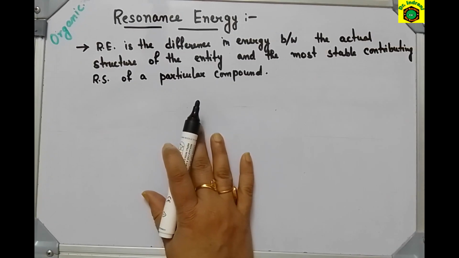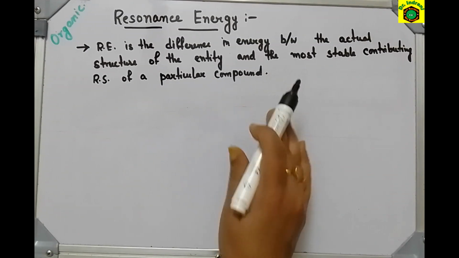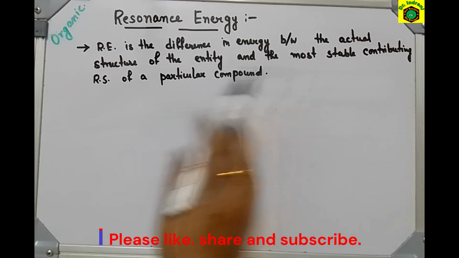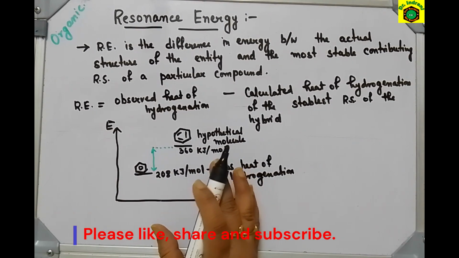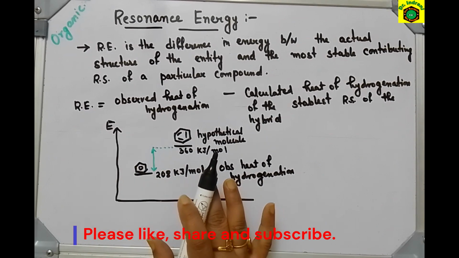Now see, what is resonance energy? Resonance energy is the difference in energy between the actual structure of the entity and the more stable contributing resonating structure of a particular compound. Now how to calculate resonance energy? There are many methods to calculate resonance energy.